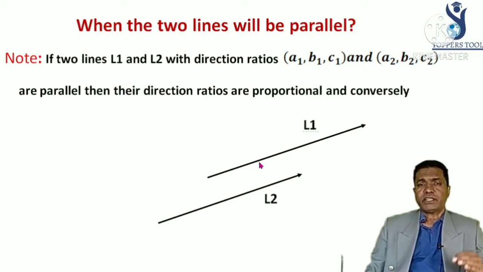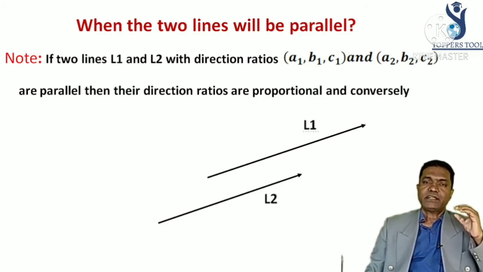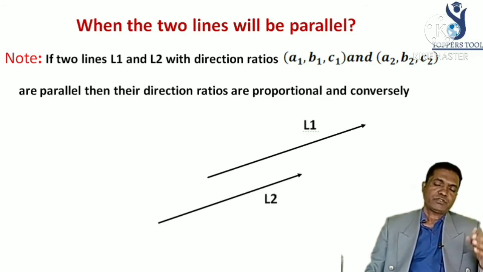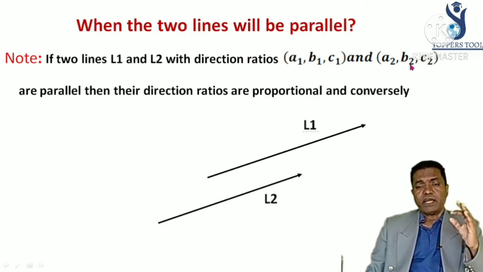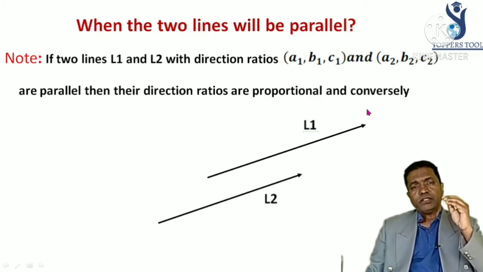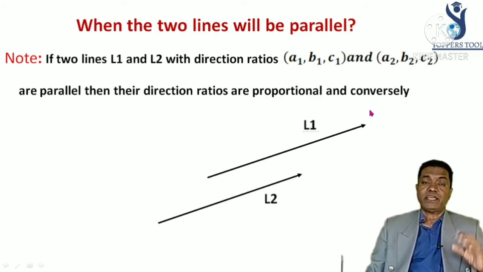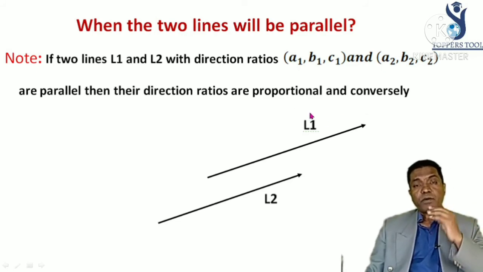Now let's understand what the condition for parallelism is. When do you say that two lines are parallel? If you know their direction ratios. So let's understand. If a1, b1, c1 and a2, b2, c2 are the direction ratios of two parallel lines, then one thing will happen, that is they are proportional.